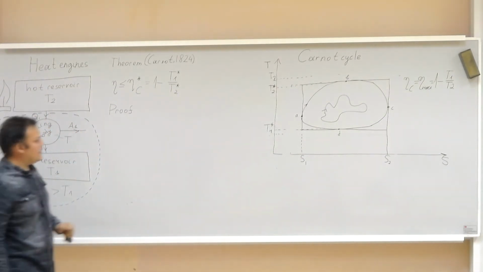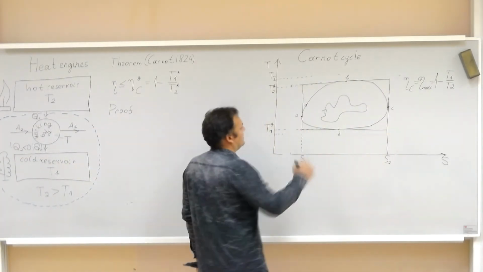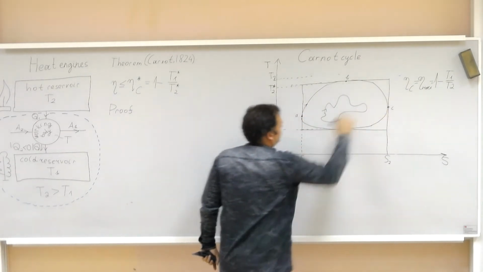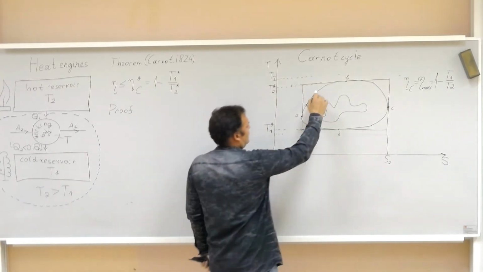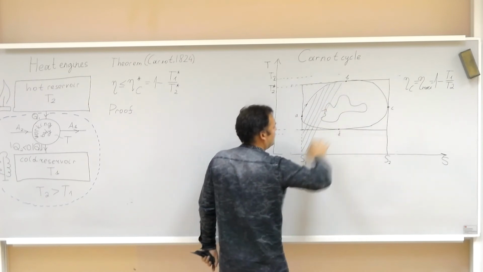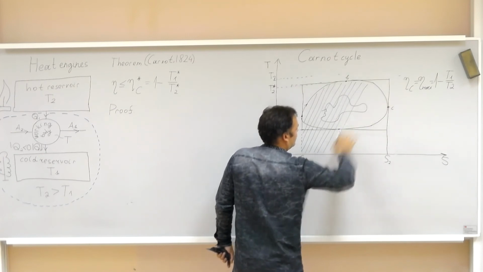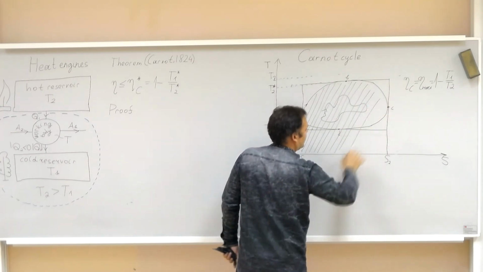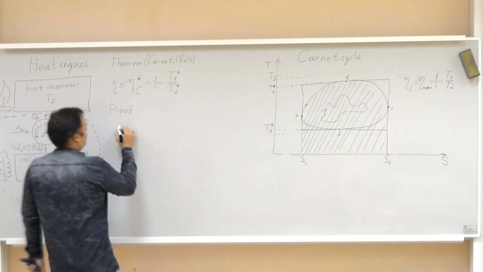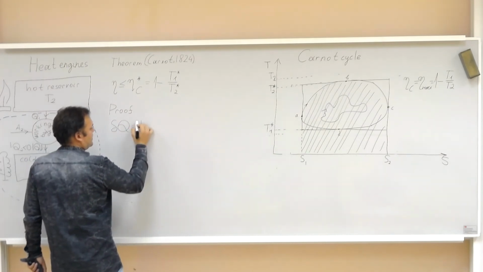Okay, and let us now consider the cycle, and consider maybe the arc A, B, C. And the area under the arc A, B, C is the amount of heat that is obtained from what reservoir, because delta Q equals T dS.